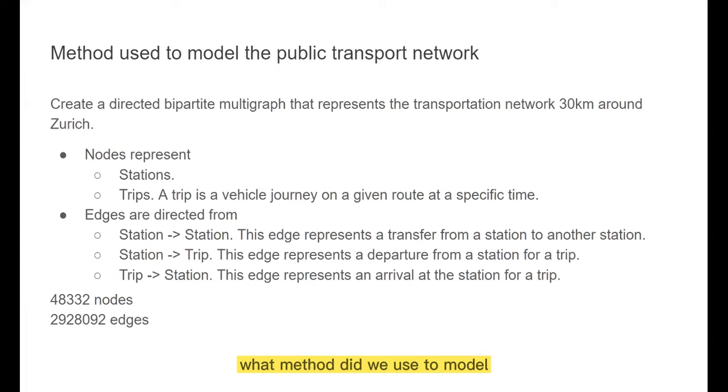So first, what method did we use to model the public transportation network? Naturally, upon examining the data, the first thing that came to us was that we can model this as a graph, a directed bipartite multigraph. We decided to create this natural graph structure where the nodes represent either stations or trips, where a trip is a vehicle journey on a given route at a specific time.